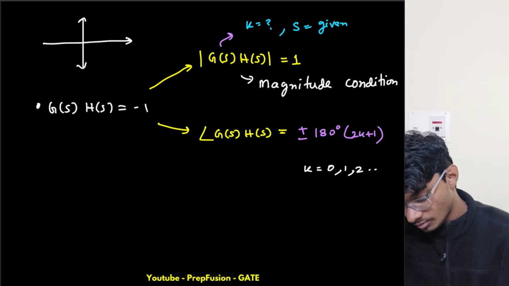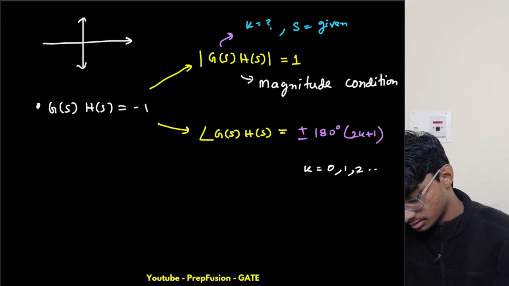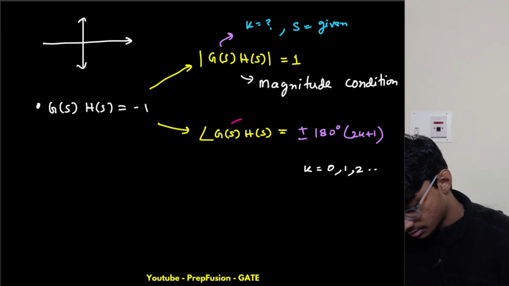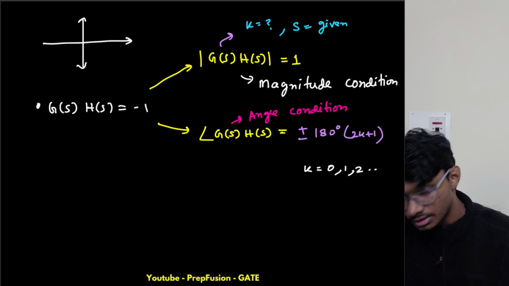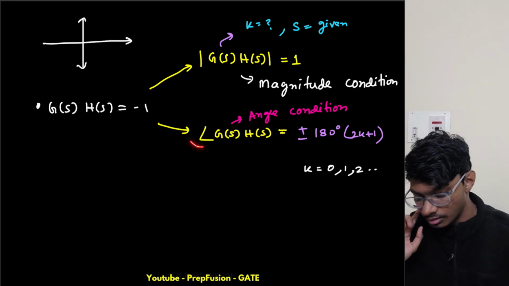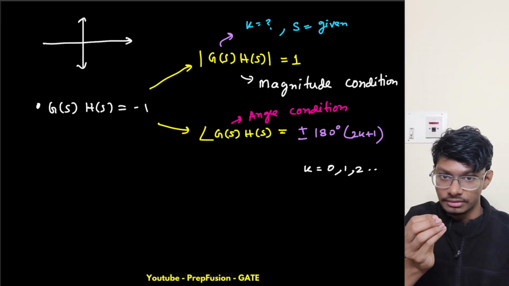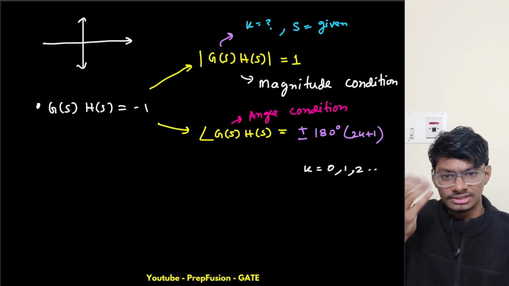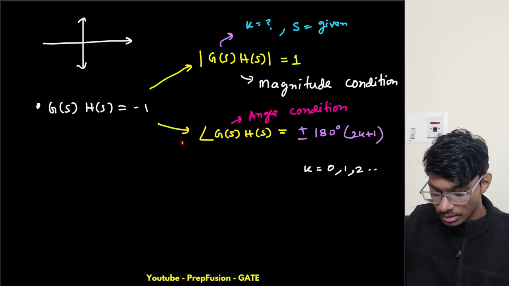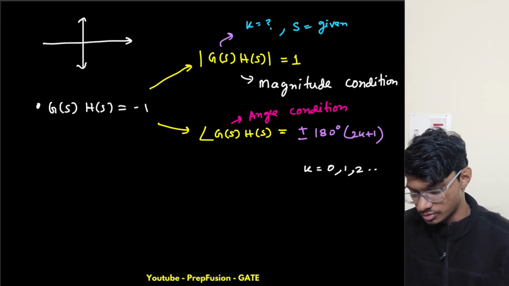Now what is this called? This is called the angle condition. Now what is this used for? This is used when my s is not given and k is given. K doesn't matter, k can be any parameter. Why? Because this is independent of my k. How? Let me show you.